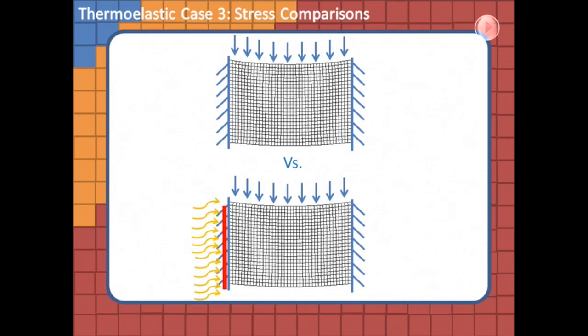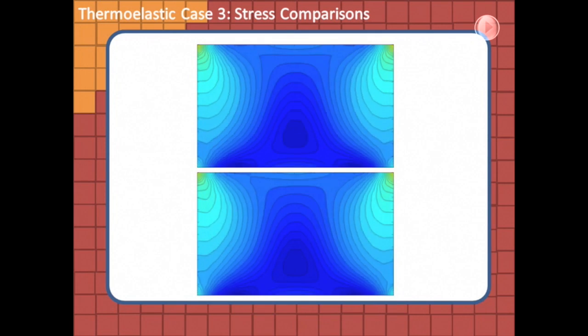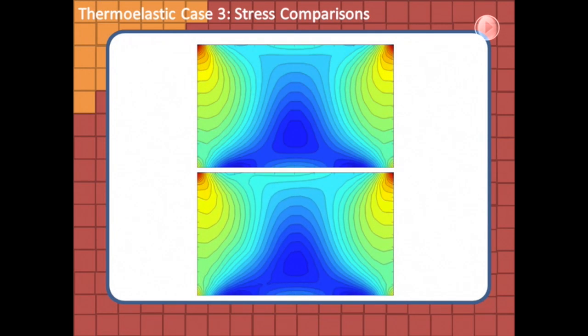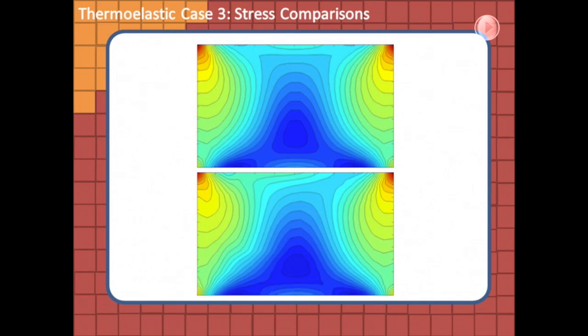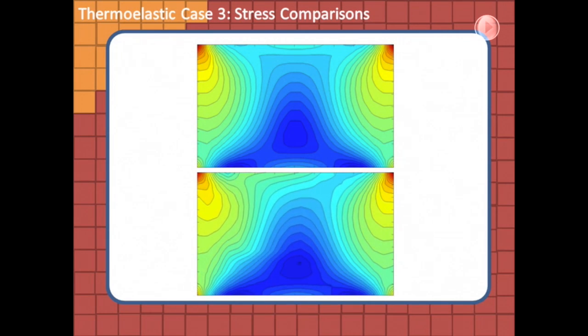For our final case, we have 2 different loadings. Both receive force, but only the bottom one receives heat. Both solutions run for 100 seconds. The top solution, however, reaches equilibrium after 20 seconds. The bottom is still receiving heat, which is reflected in the stress lines.